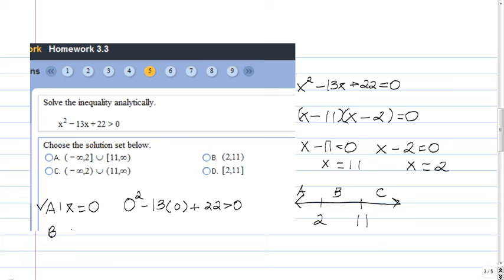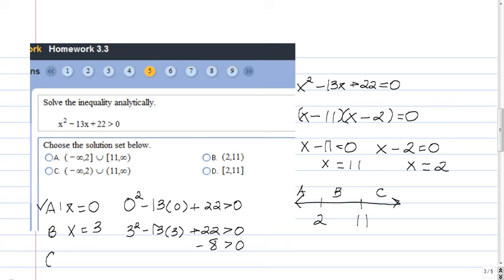What's the number out of region B? Anything between 2 and 11, so let's say 3. So we would have, is 3 squared minus 13 times 3 plus 22 greater than 0? Well, that would be 9 minus 39, which is negative 30, plus 22, which would be negative 8, which is definitely not greater than 0, so that doesn't check.